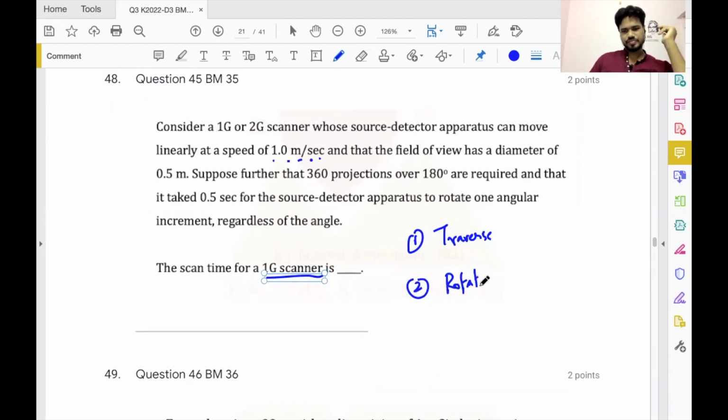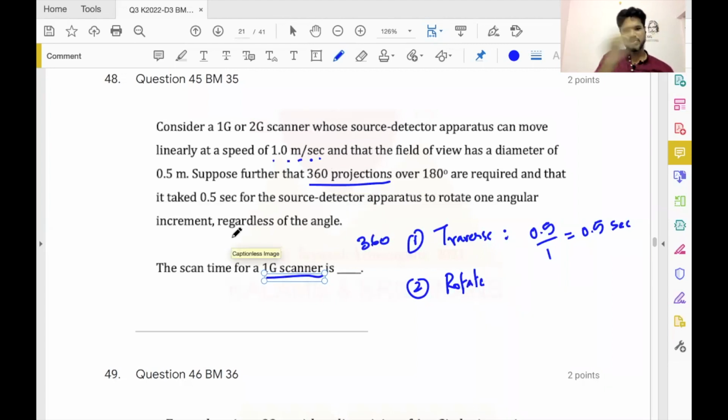Rotate. And one traversal has to cover 0.5 meters at a velocity of 1, so this should take 0.5 by 1. Suppose that is 0.5 seconds. Okay. And how many times should it traverse? That comes from the fact that we have to do 360-degree projections, so it has to traverse 360 times. Okay. 360.